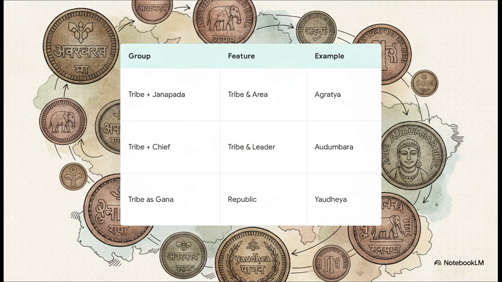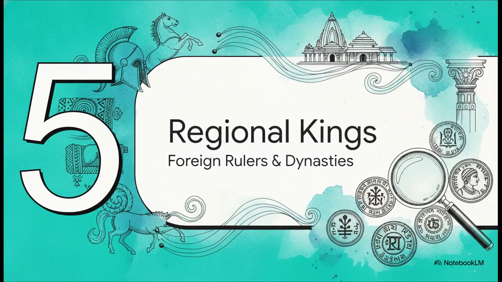Suddenly, you have coins asserting local identities, coins naming the tribe in the area, coins naming a tribe and a chief, or even coins proudly declaring the tribe as a republic. The coins are literally broadcasting, "We are independent now." Into Section 5, Foreign and Regional Kings and Their Dynasties.